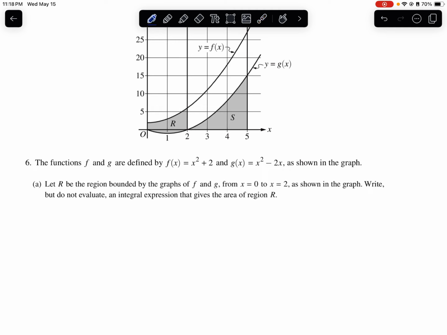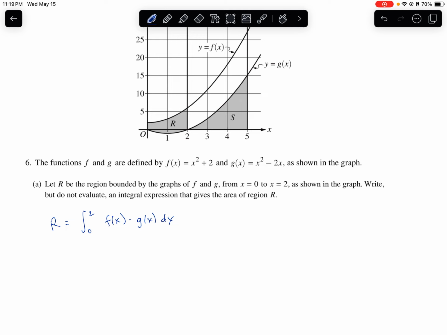Alright, these ones are easy. We like these ones. So how to find the area of region R? We don't have to do any sort of calculations. All we got to do is write an expression. So we'll say R is equal to the integral from 0 to 2. That's where this region is taking place, from 0 to 2. And the region is just going to be the function above, which is f of x, minus the function below, which is g of x. So just area between two curves. Function 1 minus function 2.